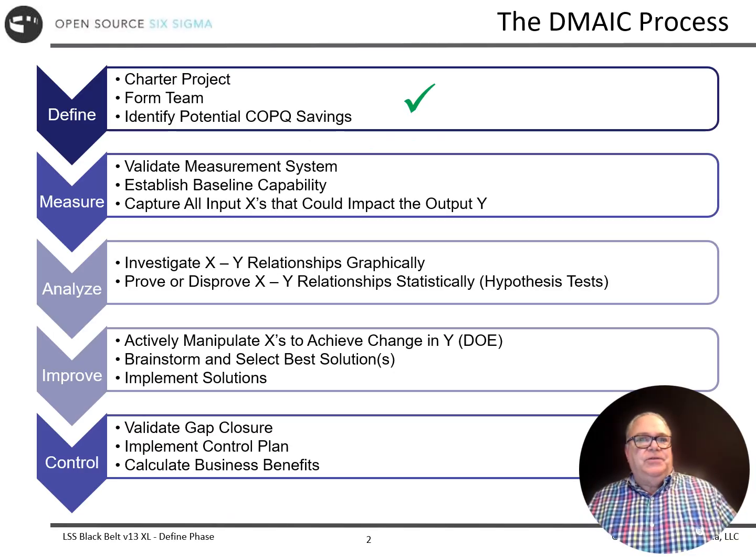All right, so back to our high level map. We've got our 5 phases. And like I just said, we're 20% of the way there. We've looked at the project charter. We got our resources, our team put together, and we've done a quick look at what are the savings we can bring to the business through cost of poor quality savings.